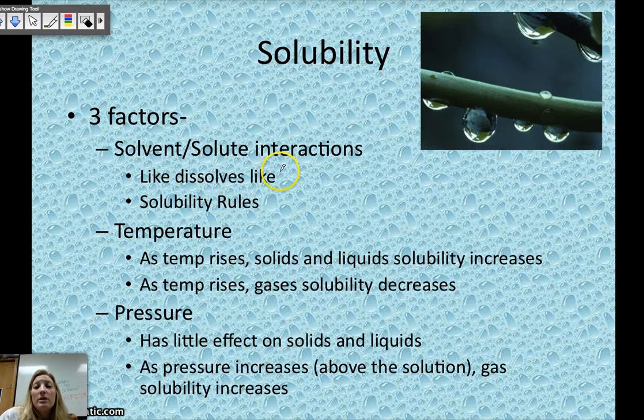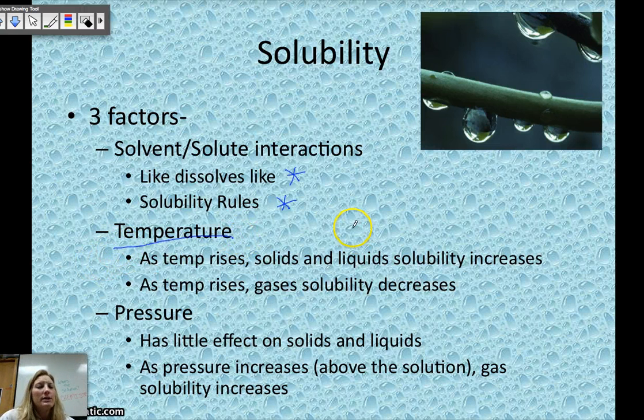Remember that polar things usually dissolve polar, and nonpolar things usually dissolve nonpolar things. So we use that rule of like dissolves like. Obviously, we're probably never going to get pure oil and water to mix and dissolve in each other because they're 2 unlike substances. We can also use, again, the solubility rules. Solubility rules help us determine how those interactions are going to occur, what's going to happen when those substances come together.